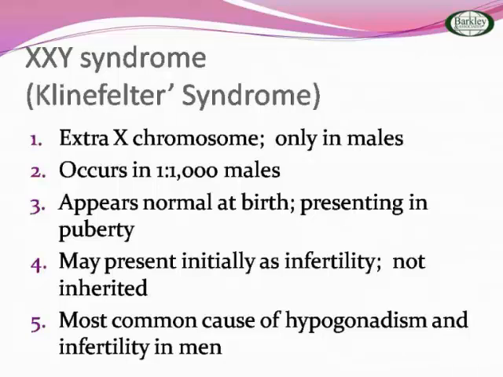So when you think about this, if you have an extra X, what are you going to have? A little more femaleness in terms of your characteristics, right? So 1 in 1,000 appears at birth. The baby appears normal at birth, so you're not going to really see it until puberty. They are infertile. It's not inherited, so they cannot beget children. There's also hypogonadism or low T, low testosterone, and infertility, as I mentioned.